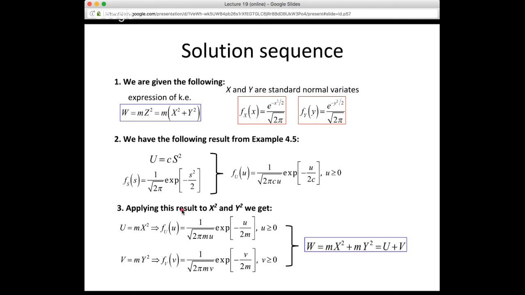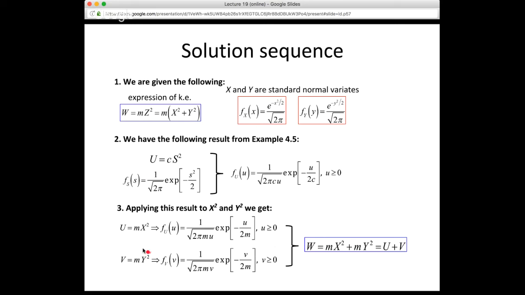So what I'm trying to say is that you could define a new random variable u as being equal to mx squared. So I'm taking that first term there, mx squared. And then from this result here, we know immediately that the derived PDF for u is just going to be our chi-square distribution, where c is replaced with m, right? So there's m. And so that's going to be our PDF for u.